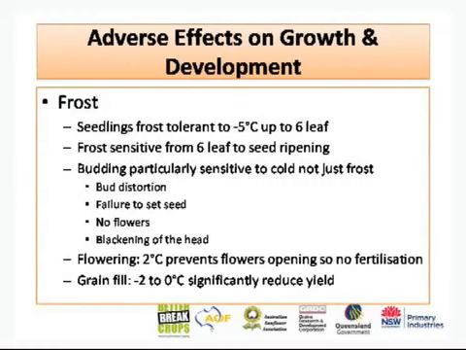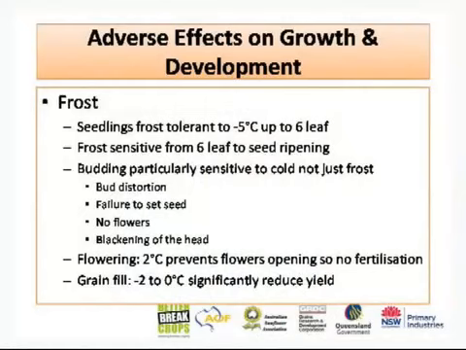Okay, so let's look at frost. Frost is important to avoid for two reasons. We want to avoid it at the start of the season, so we work on our sowing times so that the crop comes out of the ground under good soil temperatures, and by the time it gets to the 6th leaf stage we'll be out of the period of frost. They're quite tolerant up until then, but after that point they're quite sensitive. They're also quite sensitive at the other end of the season, during the flowering and seed fill stages.